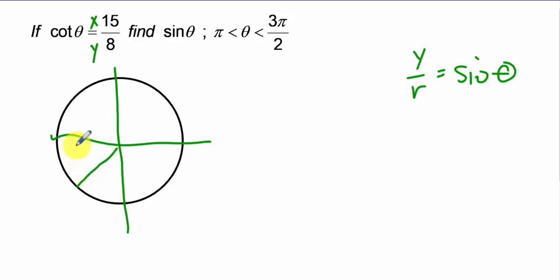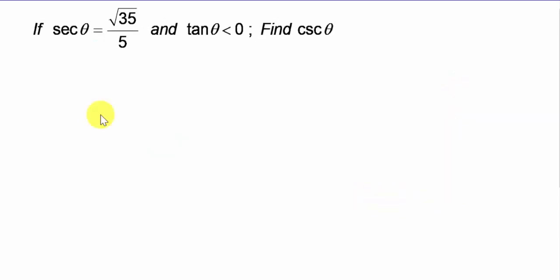But I know the x and y in this quadrant are both negative. However, if the cotangent value is positive, that just means I can have two negatives, because a negative over a negative is going to be a positive. So -15 and 8, 15, 17 is going to be a Pythagorean triple, so I know that this is 17. Therefore, my y value in this case is -8. My r value is 17, and there's my sine.